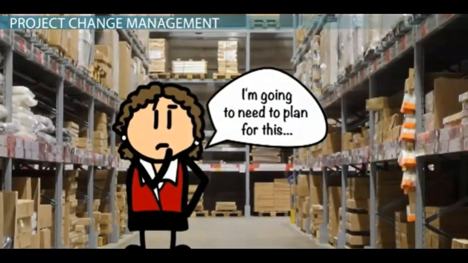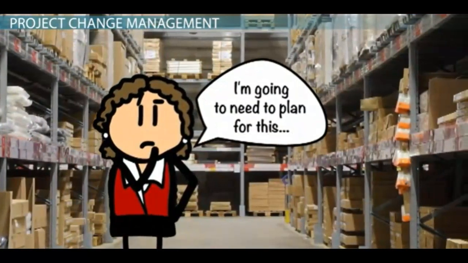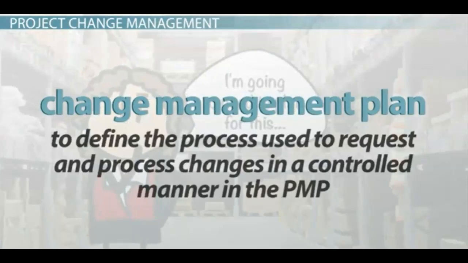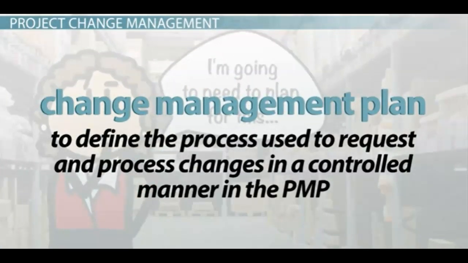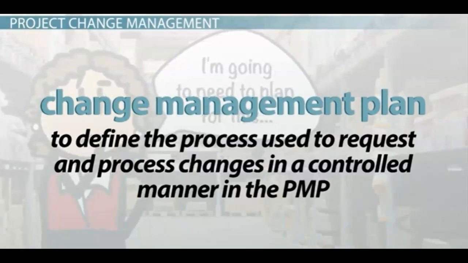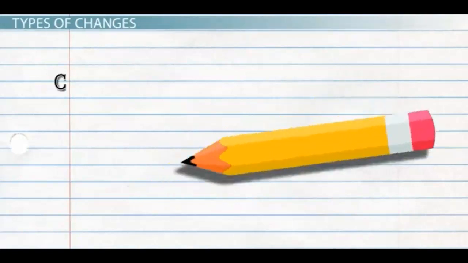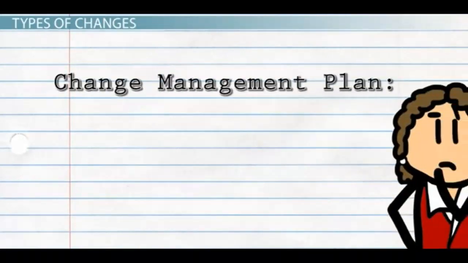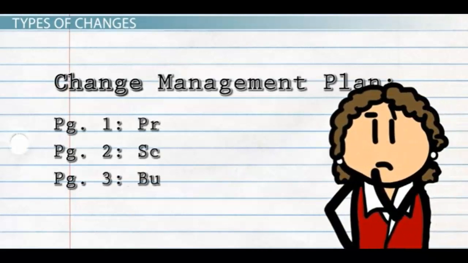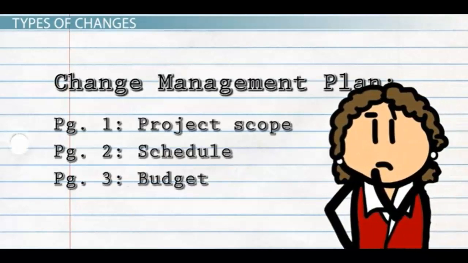Based on the size of the project, she has also decided to include the Change Management Plan in the PMP to define the process used to request and process changes in a controlled manner. She has developed the following outline for her plan. The types of changes documented in the Change Management Plan are tailored to her specific project, but generally cover the project scope, schedule, and budget at a minimum.